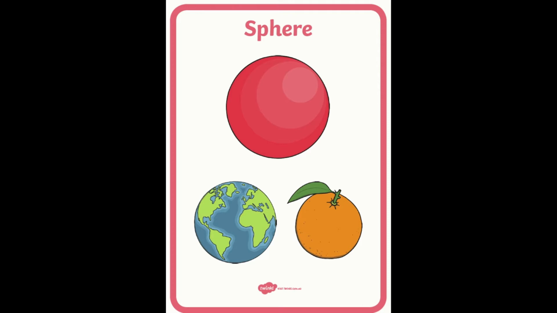Okay, first shape that we're going to look at is sphere. Sphere. What object does it remind you of? What does it look like? Very good. Probably a ball you play with, earth, and if you can even see an orange sphere. Okay, let's go to the next picture.